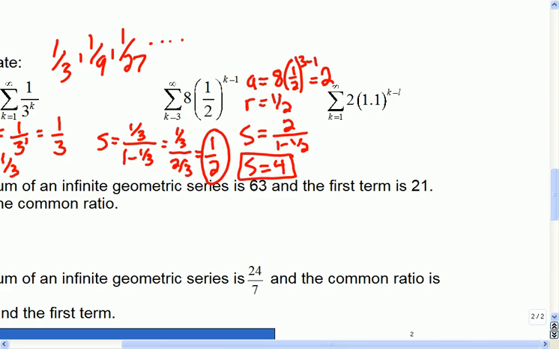So I think the next one's 4. Okay, so I'll take a look at the next one here. First term is going to be 2 times 1.1 to the 0. So that's 2. Common ratio is 1.1.